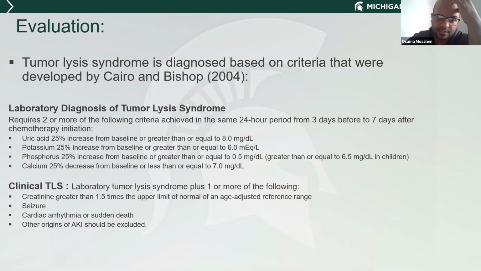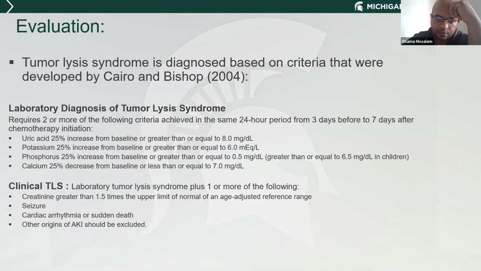So if the uric acid increased 25% from the baseline, or the uric acid is greater than 8 milligrams per deciliter, potassium 25% increase from baseline or greater than 6 milliequivalents per liter, phosphorus 25% increase from baseline or greater than or equal to 0.5 milligram per deciliter, and the calcium 25% decrease from the baseline. So remember, it's always a rule of 25. If there is a decrease in the calcium or increase of the uric acid, potassium, or phosphorus, and you get 2 out of the 4, then you have a lab diagnosis of tumor lysis syndrome.